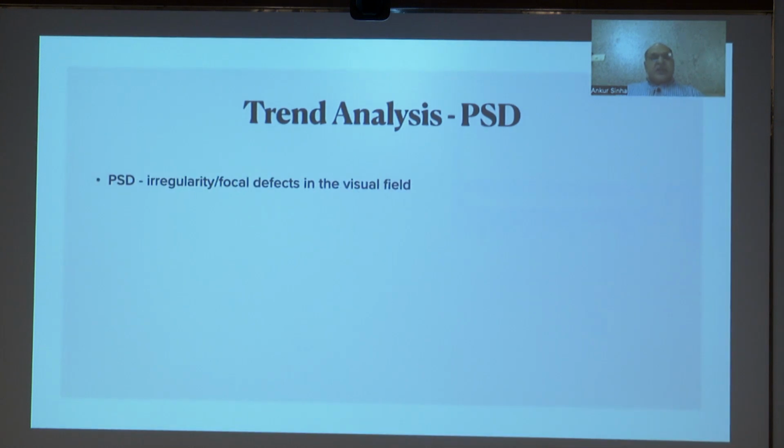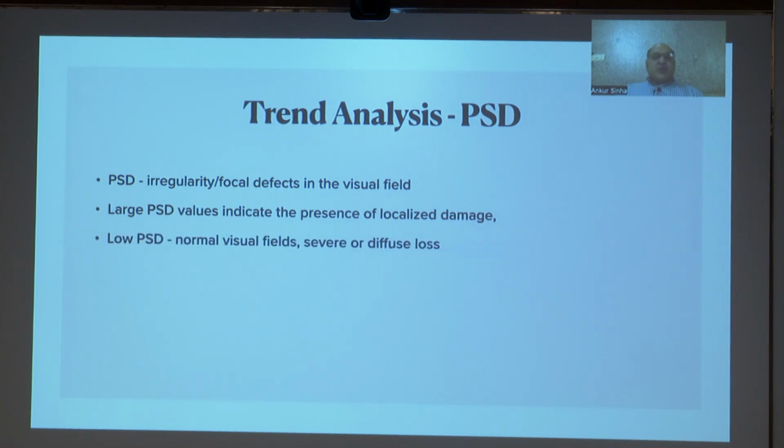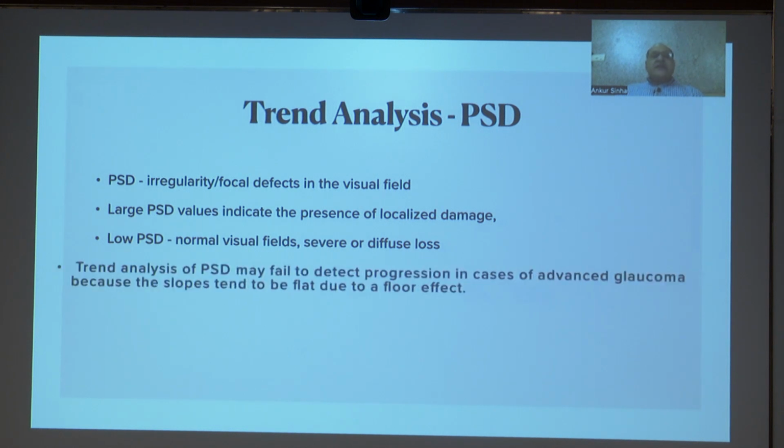Now, pattern standard deviation looks at the irregularity of the focal defects. A large PSD may indicate the presence of localized defects, but a low PSD would point towards a normal glaucoma visual field or severely diffuse visual field loss.